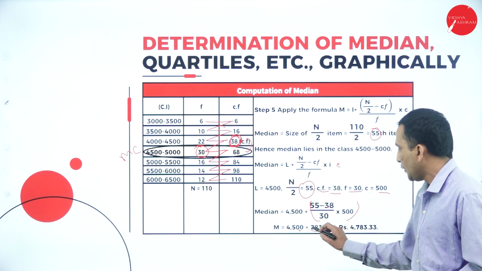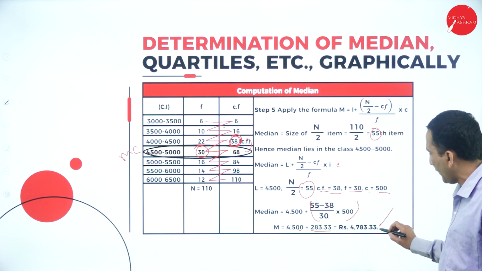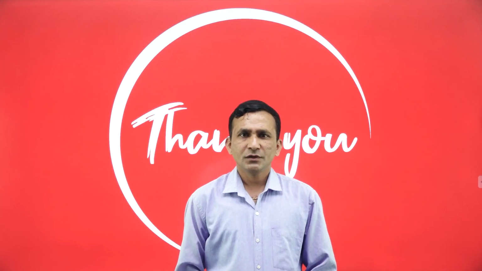If you calculate, you are getting 283.33. Now the final answer, the median value is 4783.333. Keep watching for the next session. Thank you.